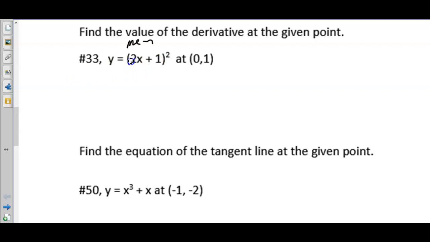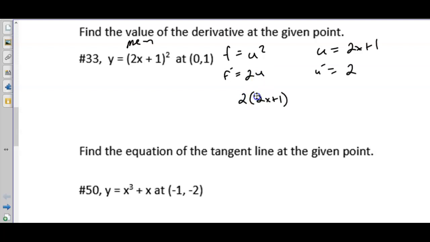If you did u substitution, you'd have u squared, and then u would be 2x plus 1, like that. Then the derivative of the outside would be 2u, and u prime would be 2. Then you put u back, so 2 times (2x plus 1), times the derivative 2, equals 4 times (2x plus 1). So that's the derivative right here. This is y prime.